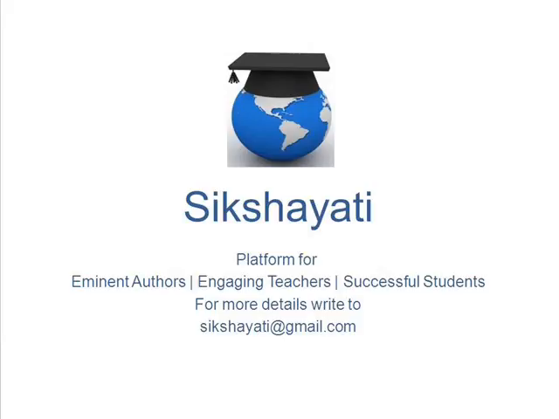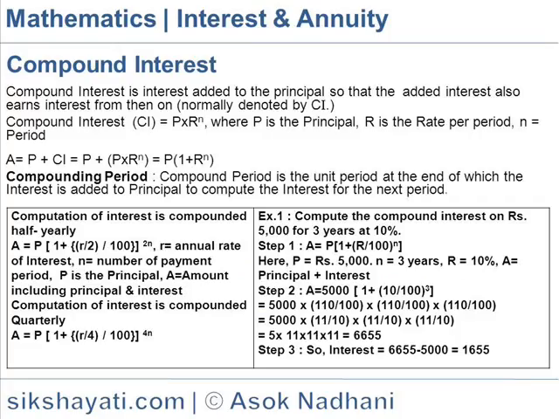To know more, email. Compound interest. Compound interest is the interest added to the principal so that the added interest also earns interest from then on, normally denoted by CI. We can say compound interest is the interest calculated on the initial principal and also on the accumulated interest of previous periods of a deposit or loan. Compound interest can be thought of as interest on interest.